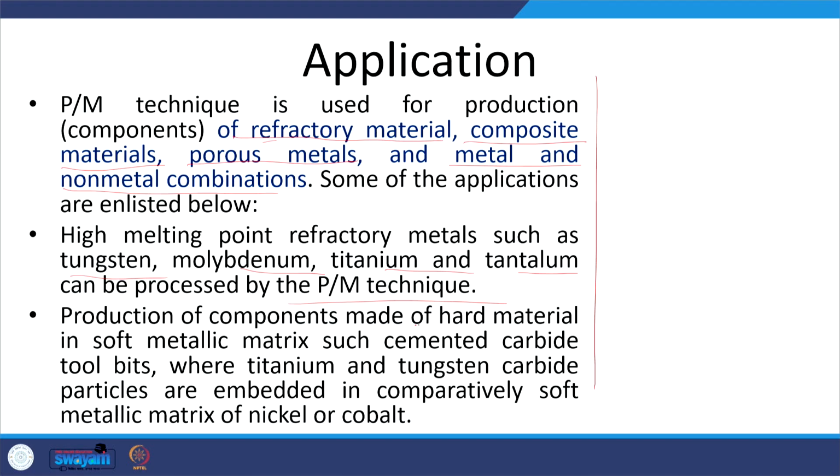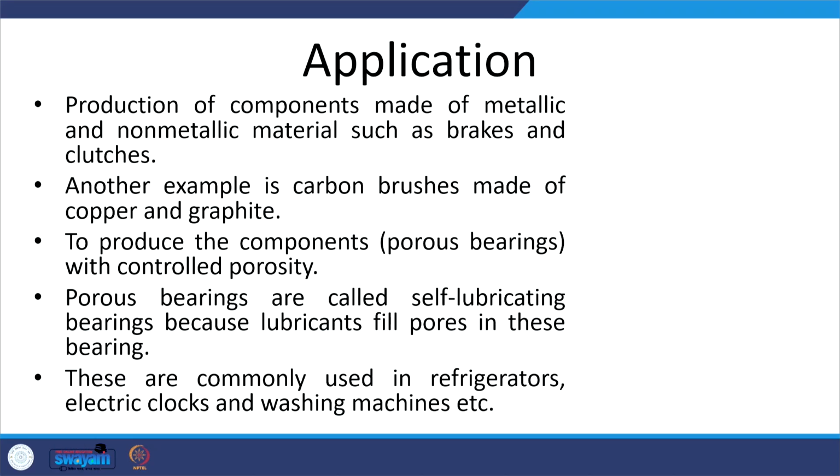Production of components made of a very hard material in a soft metallic matrix, for making composites like cemented carbide tool bits, are made like this. So, there titanium or tungsten carbide powder particles are embedded in a soft matrix of nickel and cobalt. So, here the matrix is nickel and cobalt, and then these will be reinforced with the titanium and tantalum carbides, okay, for making the tool bits.